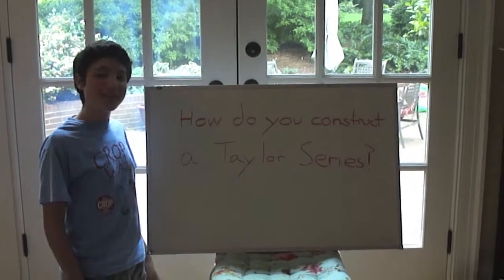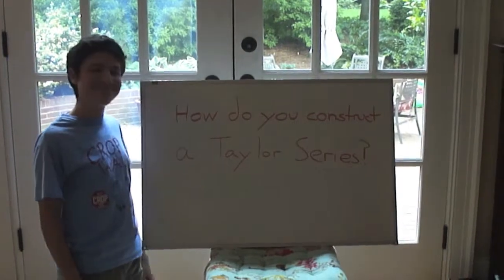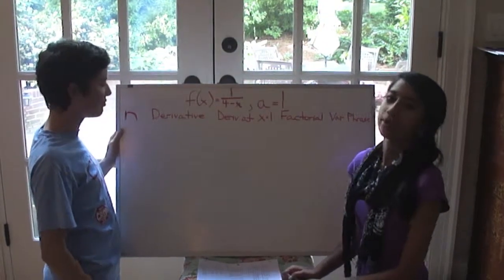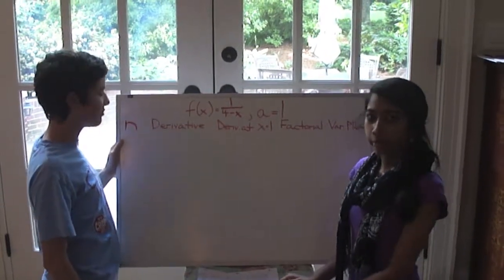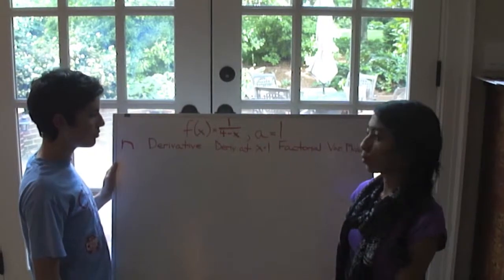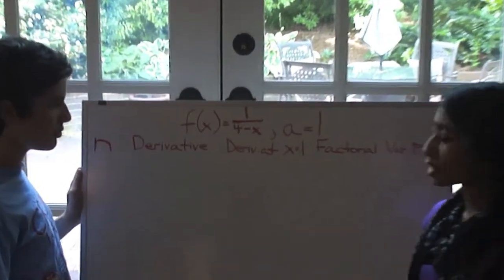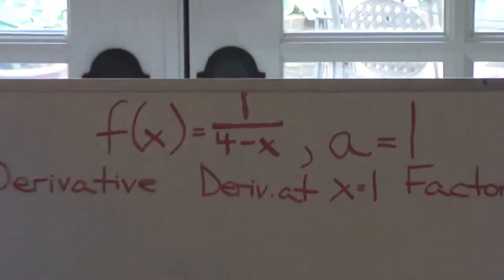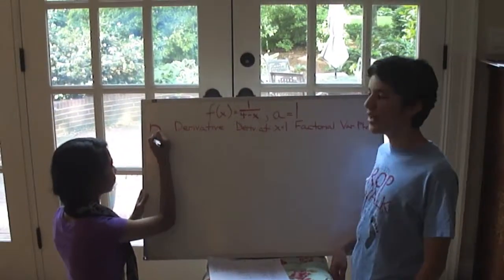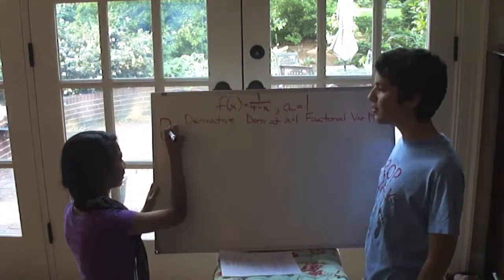How do you construct a Taylor series? In order to construct a Taylor series, you should construct a chart with each column representing one component of the formula. For example, let f of x equal 1 over 4 minus x centered at a equals 1. For a third degree polynomial, you'll write values for up till n equals 3.